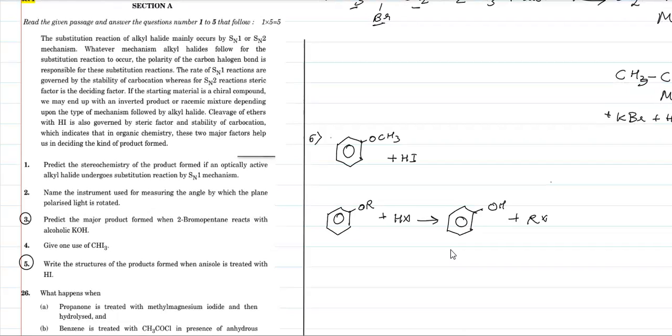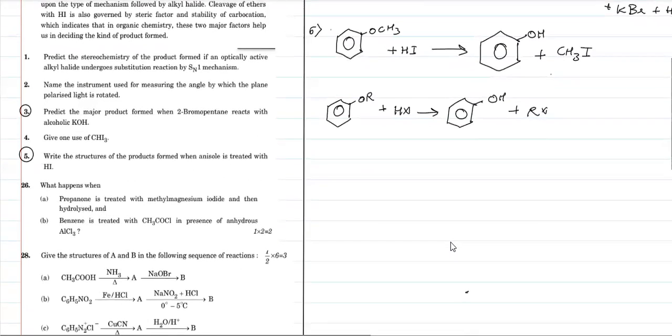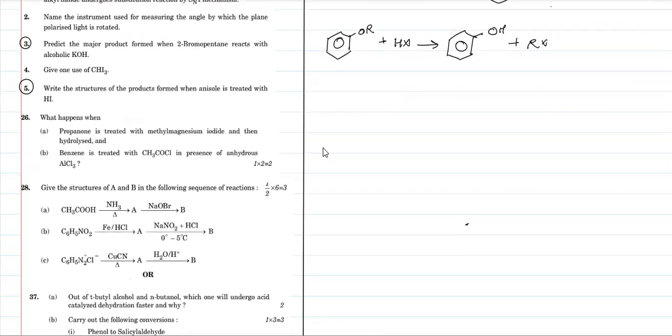Using this particular equation over here, you have HI, and then the product is going to be phenol in both the cases, and the other product is going to be CH3I. Again, this is from alcohols, phenols, and ethers, the chemical reactions of ethers specifically. The next one is question number 26.